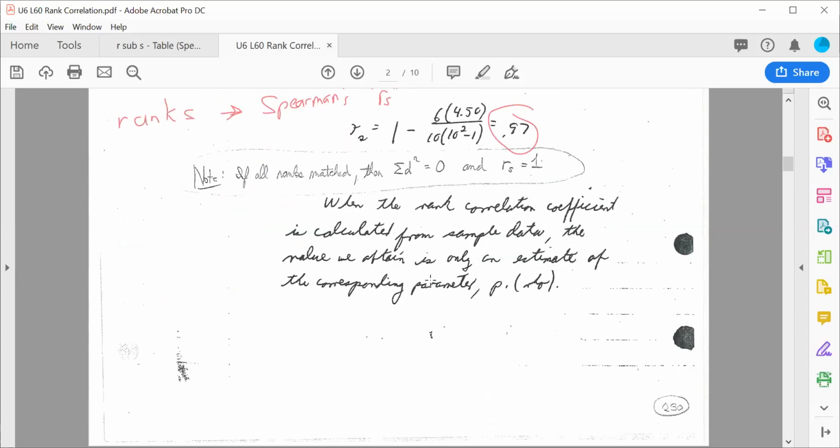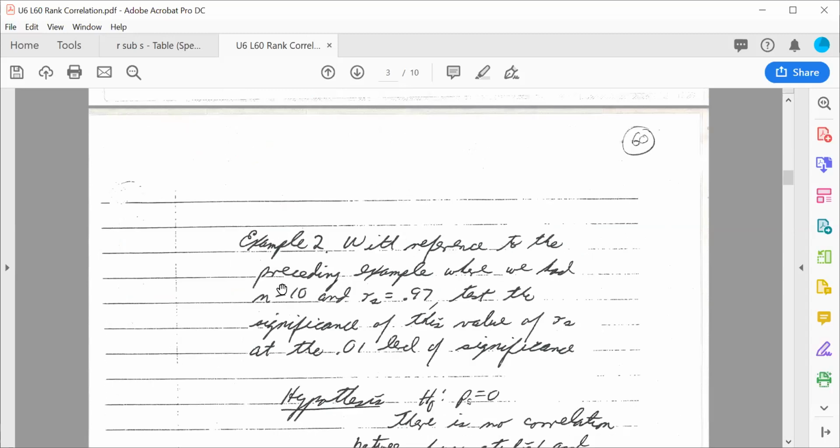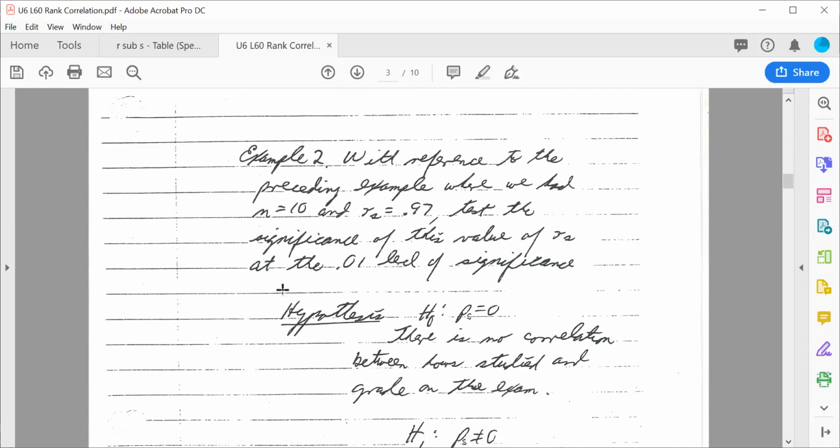Just like in linear correlation, R is used to estimate rho. With rank correlation, R sub S is used to estimate rho sub S. Okay, so let's do a hypothesis test and call it a day. With reference to the preceding example, where we had n equals 10 and R sub S is 0.97, test the significance of this value of R sub S at the 0.01 level of significance.